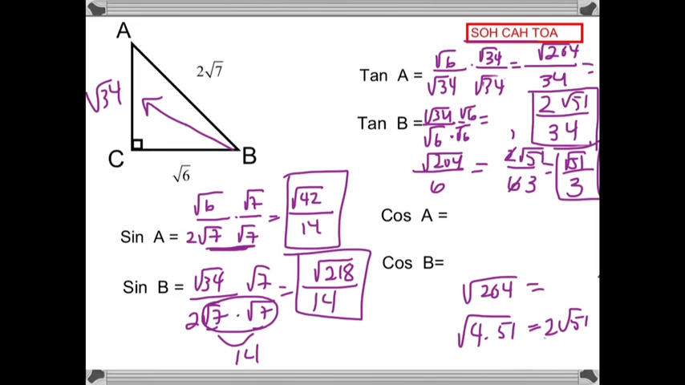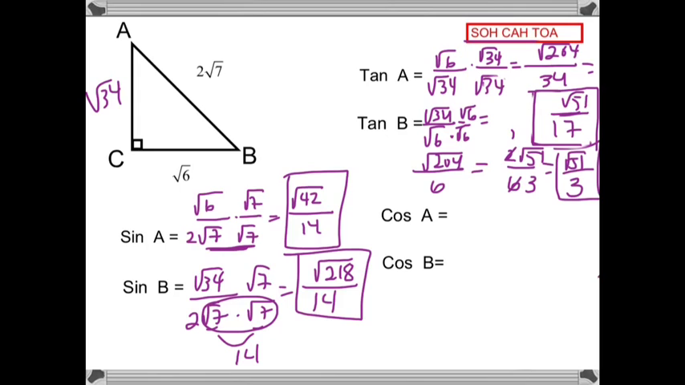Okay, and this actually could have been reduced a little bit further as well. 2 square root of 51 over 34 could be reduced to the square root of 51 over 17. Now the cosine of A becomes, let's see, cosine is the adjacent over the hypotenuse. So we have adjacent is this angle right here in A, so it's the square root of 34 over the hypotenuse, which is 2 square root of 7.